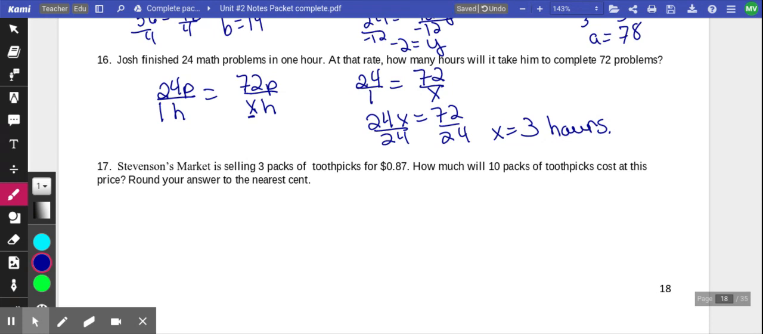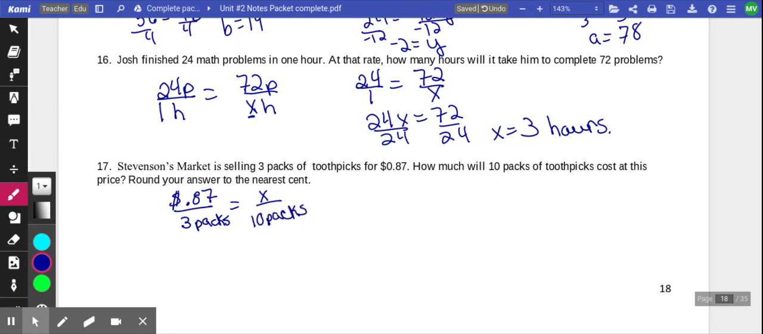Number 17. Stevenson's Market is selling 3 packs of toothpicks for 87 cents. How much will 10 packs of toothpicks cost at that same price? Round your answer to the nearest cent. So again, I'm going to do the same setup. Generally, when we're doing proportions, it's money per how many. So it's 87 cents for 3 packs is equal to how much money over 10 packs.